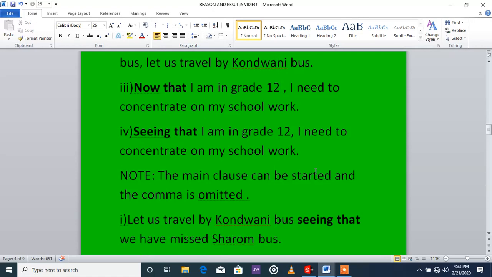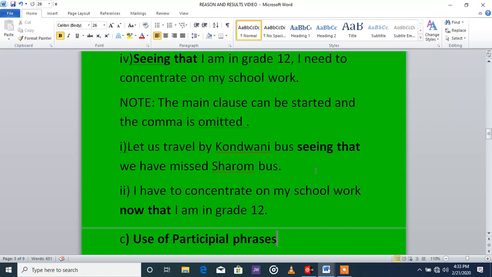Note that the main clause can be started and the comma is omitted. For example, the main clause, like this one: let us travel by Kondwani bus, seeing that we have missed Shalom bus. Here we have started with the main clause and "seeing that" is in the middle. So when we use "seeing that" in the middle, we omit the comma.